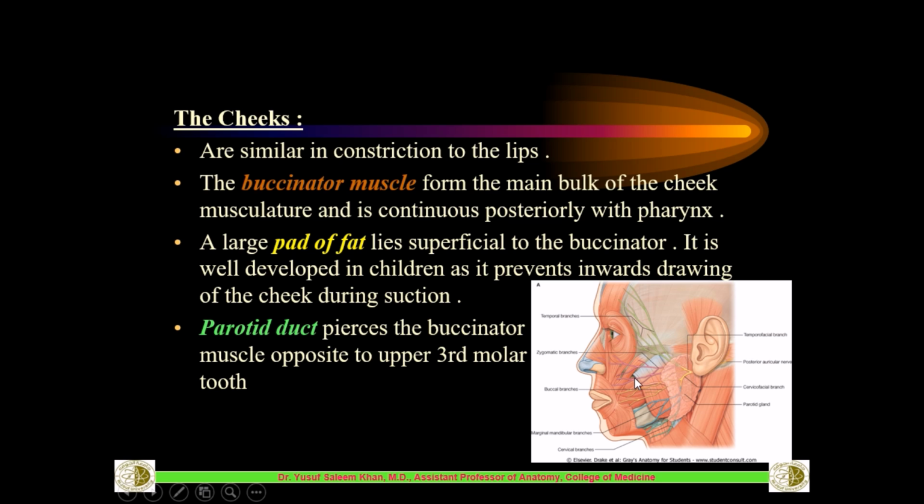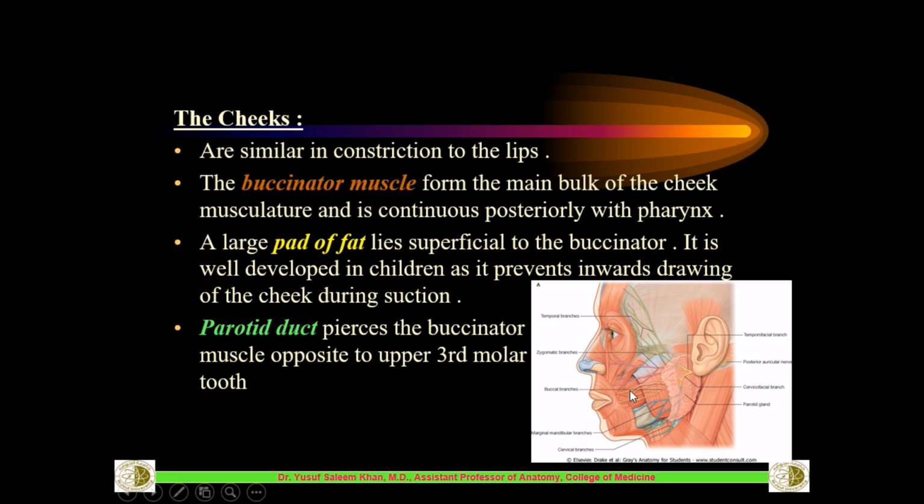In the case of children, especially small children who suckle milk, this pad of fat is very thick, and that actually helps in suckling of the milk. It is well developed in children as it prevents indrawing of the cheek during suckling.